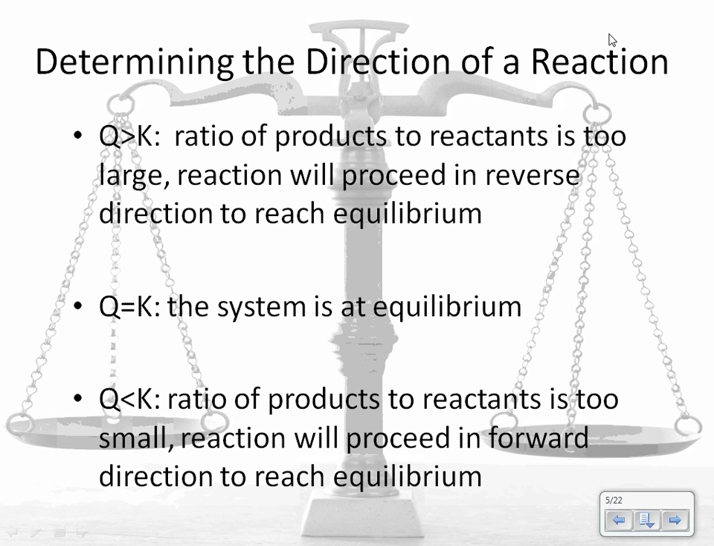Why am I bothering to teach this to you? Basically, the Q value determines the direction of a reaction, because sometimes just by looking at the numbers, it's really hard to tell which direction a reaction is going to proceed in. So when Q is greater than K, that means the ratio of products to reactants is too large, and the reaction will proceed in the reverse direction to reach equilibrium. When Q equals K, the system is at equilibrium, and when Q is less than K, it will proceed in the forward direction. This slide and these notes give you an explanation why. To me, it's a bunch of mumbo jumbo. All you need to know is this next slide.